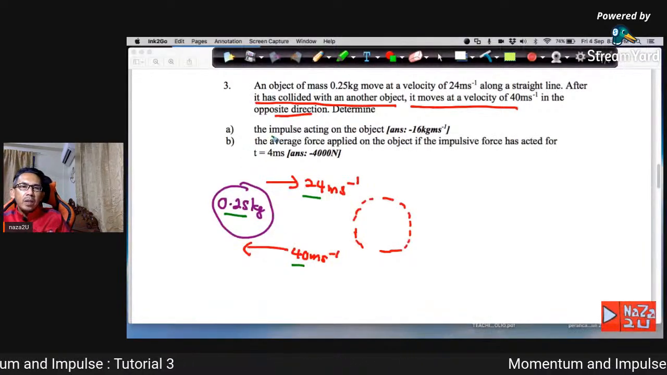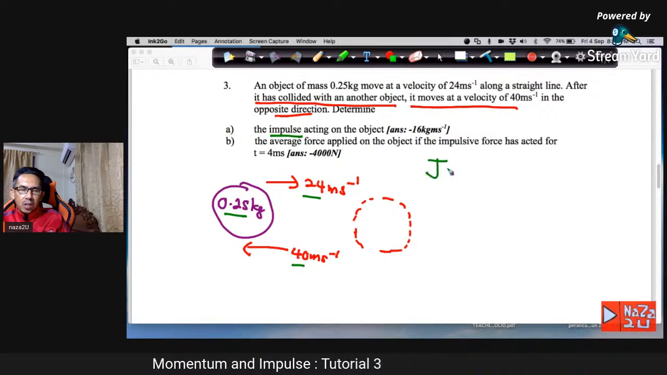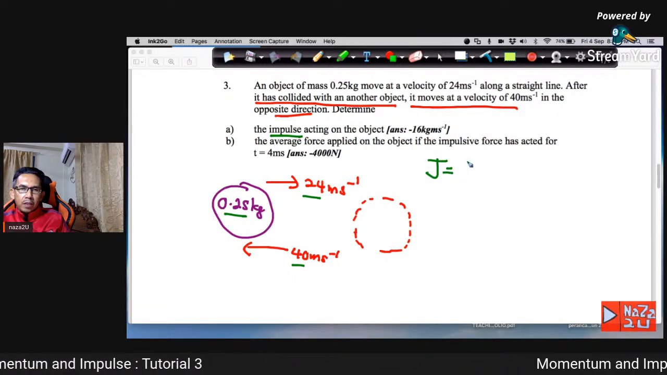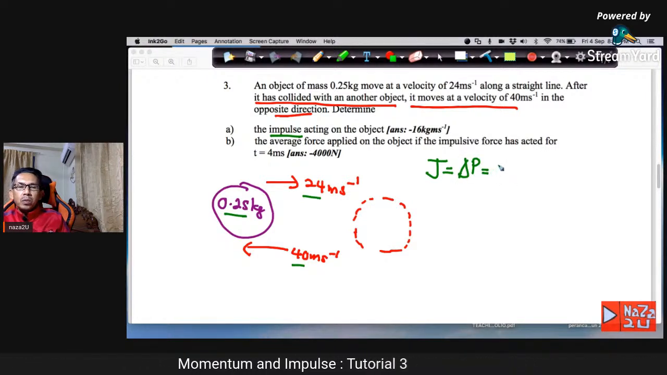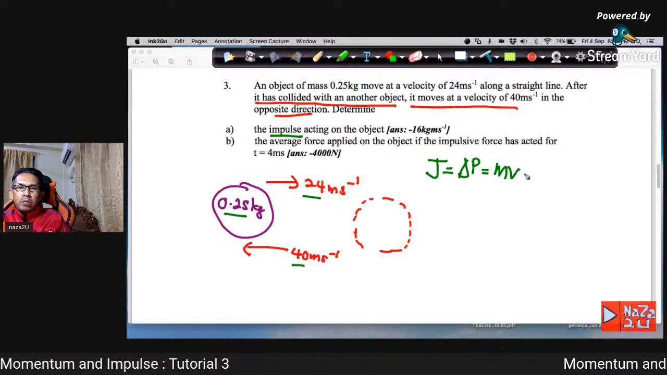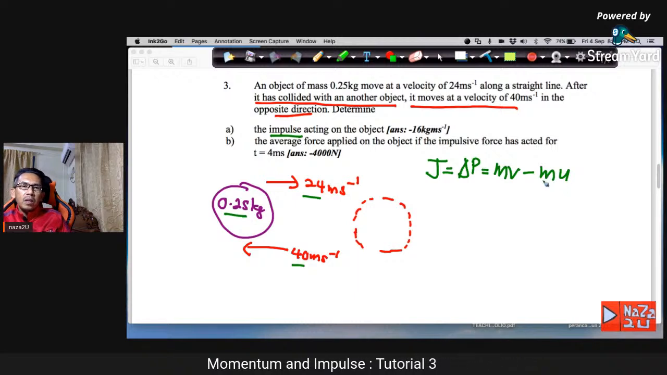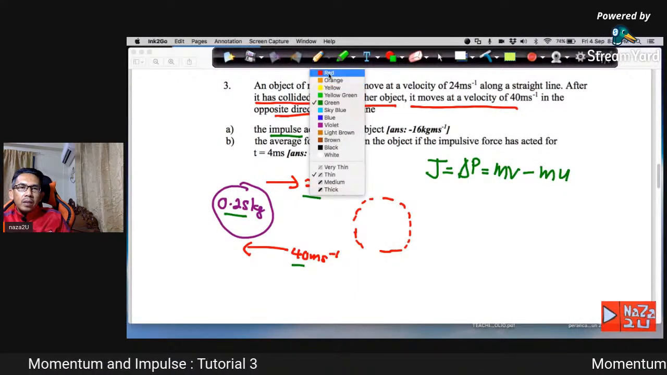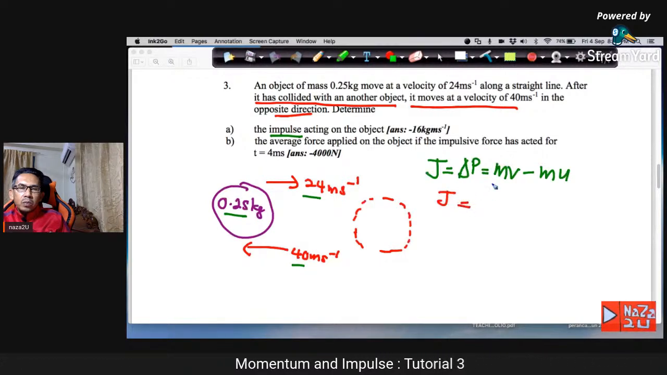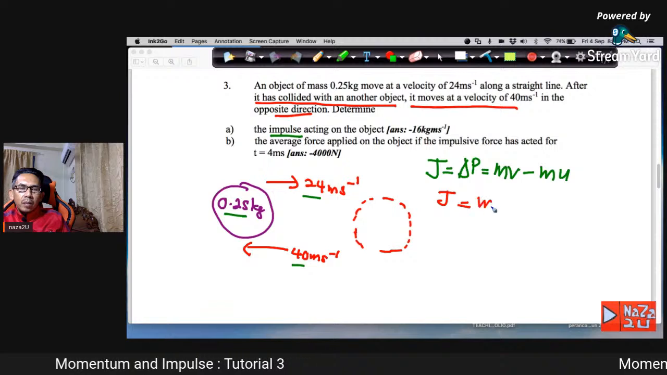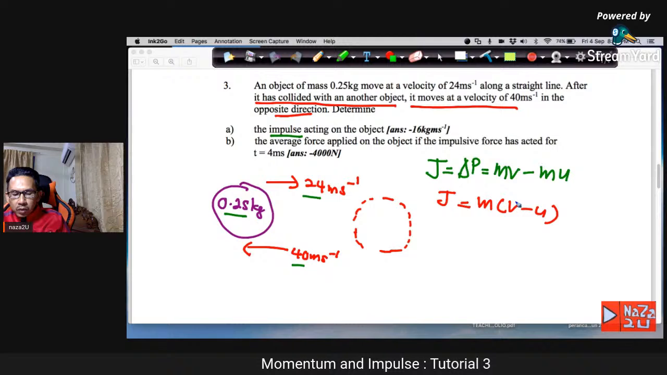And question number A asks you the impulse. So meaning the impulse J, you can relate to the change of momentum. Change of momentum here is equal to final momentum mv minus initial momentum, right? So now to calculate the impulse, you can use J is equal to m(v minus u), right? So v minus u here.